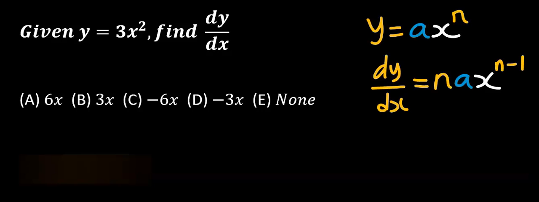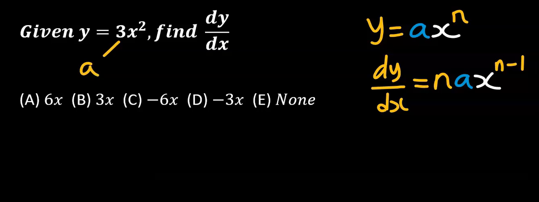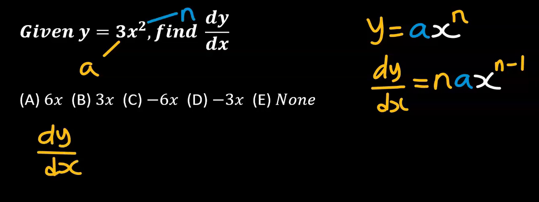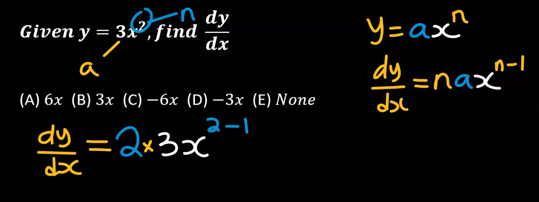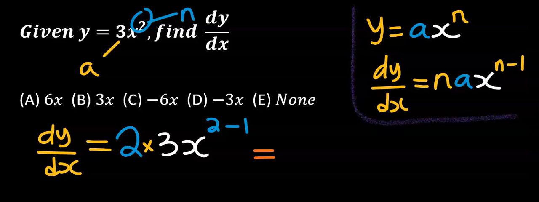Considering the general formula, 3 is our A and 2 is the N. Hence, the 2 will come down. The 3 and X will not move. And the 2 will have minus 1 at the power. It must always be minus 1 according to the general rule.